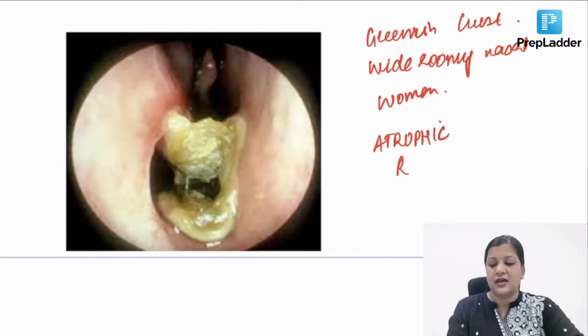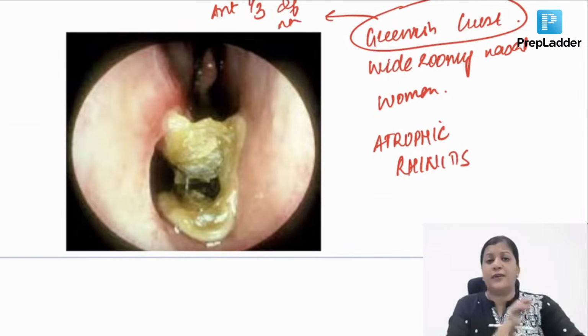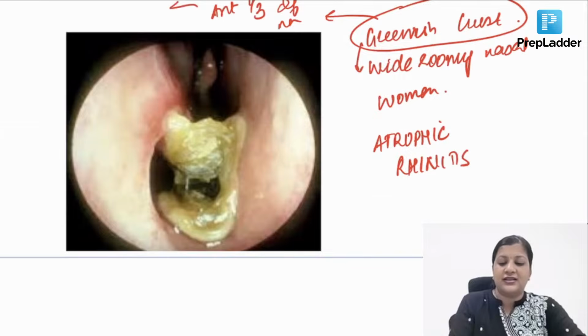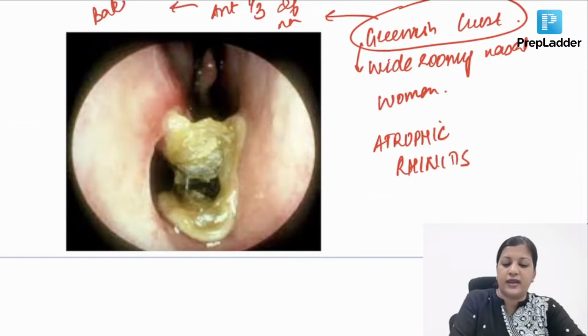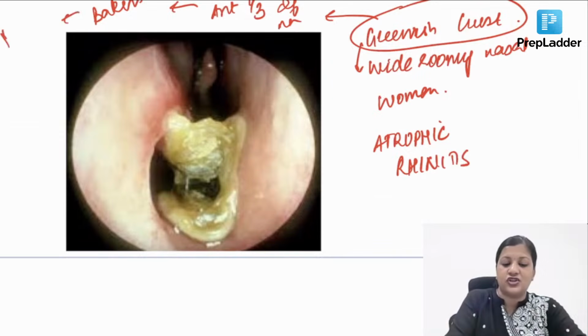This is the answer. But if they give you a question where you see greenish color crust limited only to the anterior 1/3 of the nose, it's not present in the entire nose, then will your answer be atrophic rhinitis or will it change? This is seen in patients who are bakers by profession, exposed to a hot, humid environment. Then your answer has to change to rhinitis sicca.